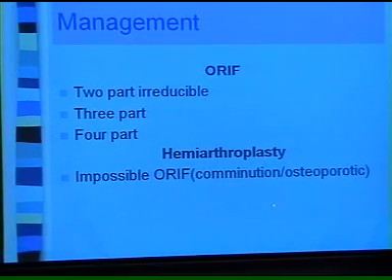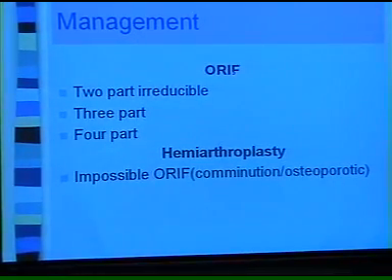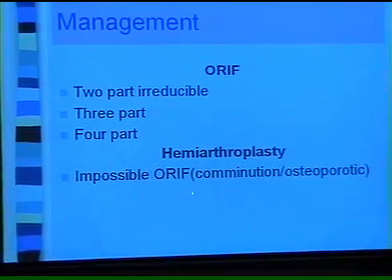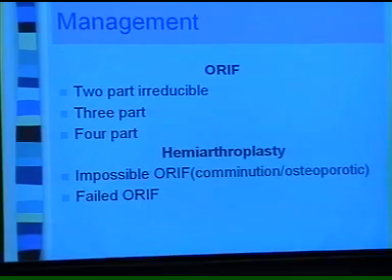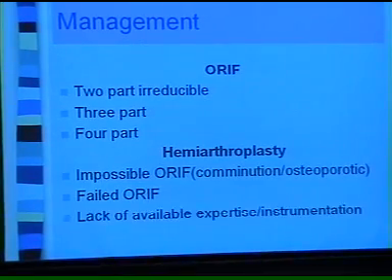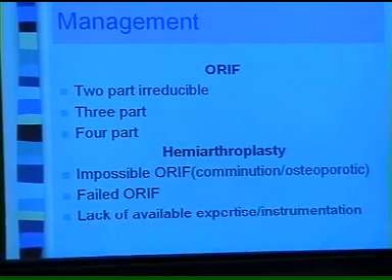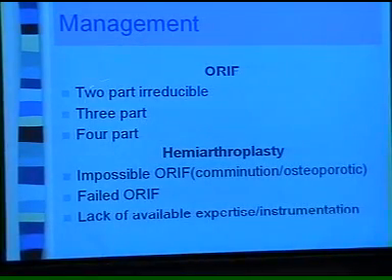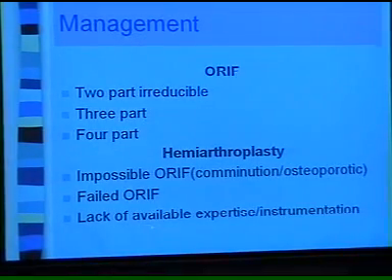If it's comminuted, if it's osteoporotic, it cannot be held by any implant. The screws don't bite, it's like cheese, the wires don't hold because everything is soft. So that's when you need to replace the entire joint. That's why I do the hemiarthroplasty, because of a failed open reduction or an impossible open reduction. Lack of available expertise of this instrumentation is again an indication of hemiarthroplasty. I would do half a new joint rather than take the patient through a difficult surgery and still not get the fragments healed together. So I may just replace the joint in an elderly person.